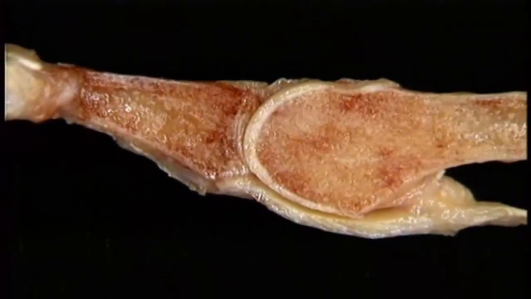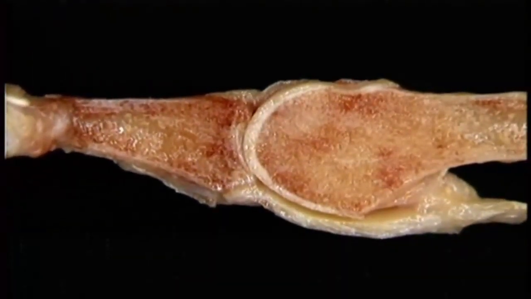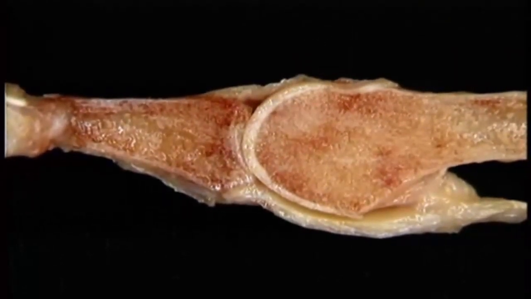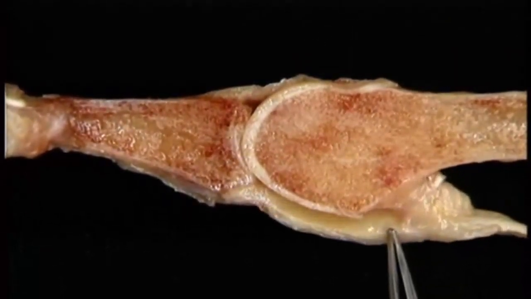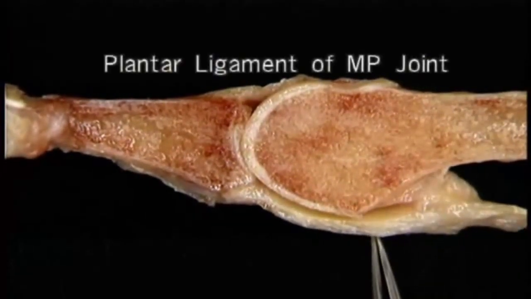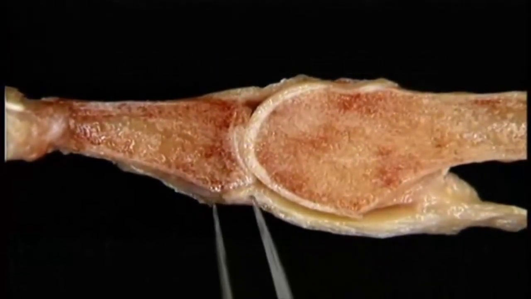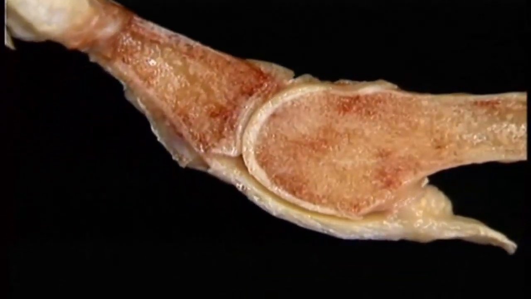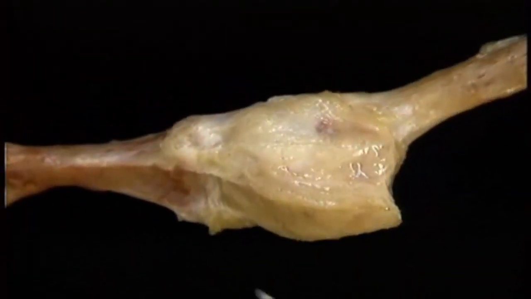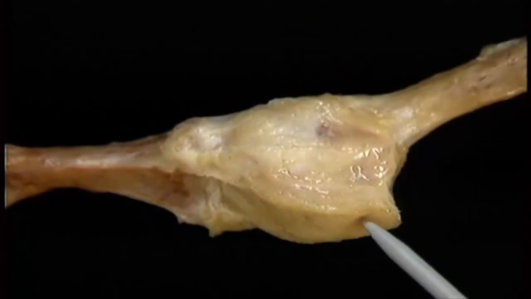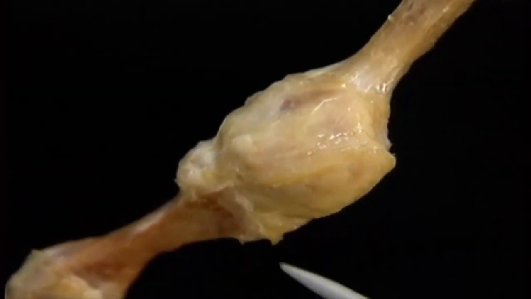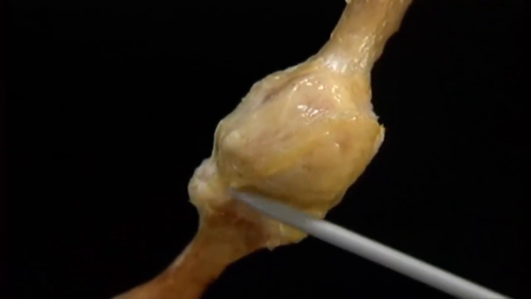Here's an MP joint divided longitudinally. The joint capsule is thin on the dorsal aspect and massively thickened on the plantar aspect. This thick part of the capsule is the plantar ligament of the MP joint. It's fixed to the proximal phalanx here, so when the joint is extended, the plantar ligament is pulled forward. Here's the plantar ligament in the intact joint. The tendon sheath is attached to the plantar ligament here and here.